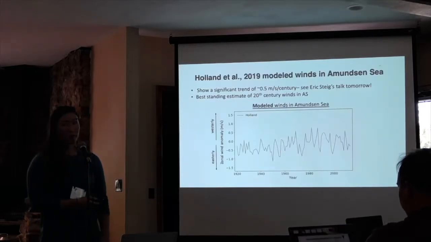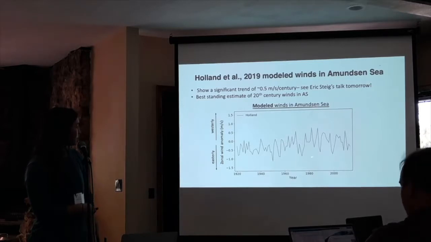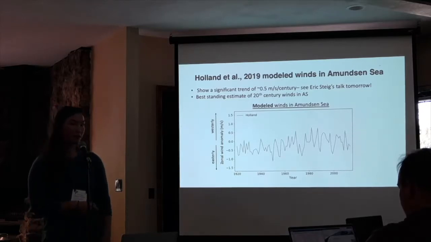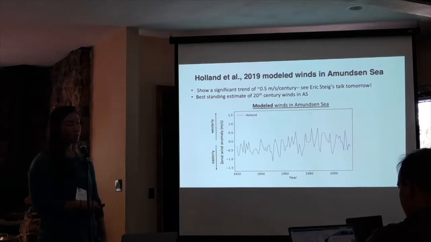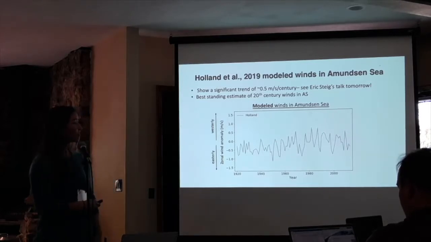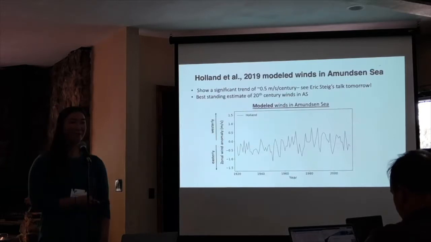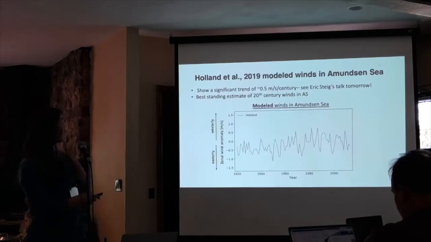I can also compare my results to the work from Holland et al., published just this year. That is shown in gray here. They modeled the winds in the Amundsen Sea from 1920 to 2000 and something, and they found there was a significant trend of 0.5 meters per second per century, which doesn't sound like a whole lot, but it was a significant trend. This is currently the best standing estimate of 20th century winds that we have in the Amundsen Sea, so it's something that I can compare my results to, recognizing that this is a model and it does come with some uncertainty. Oh, and Eric Steig will be talking about this tomorrow, so you can ask him more about it.